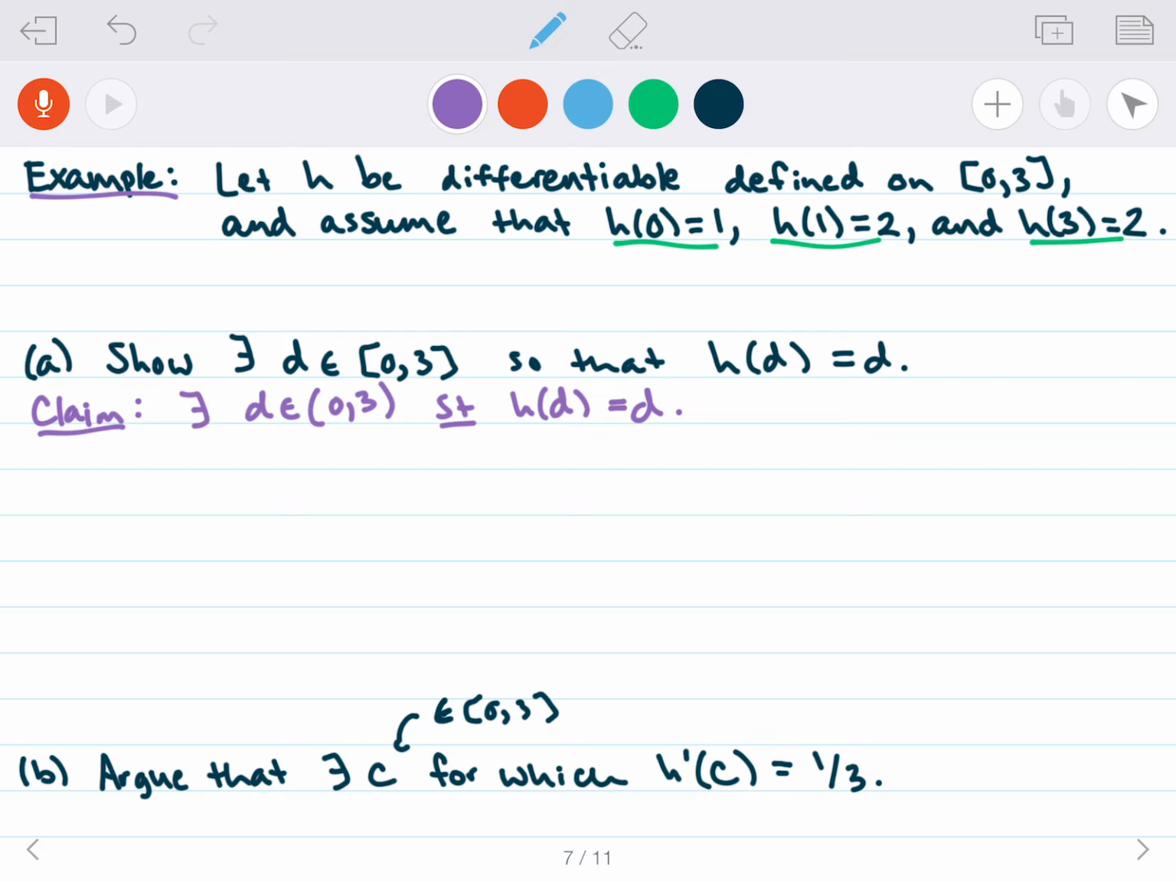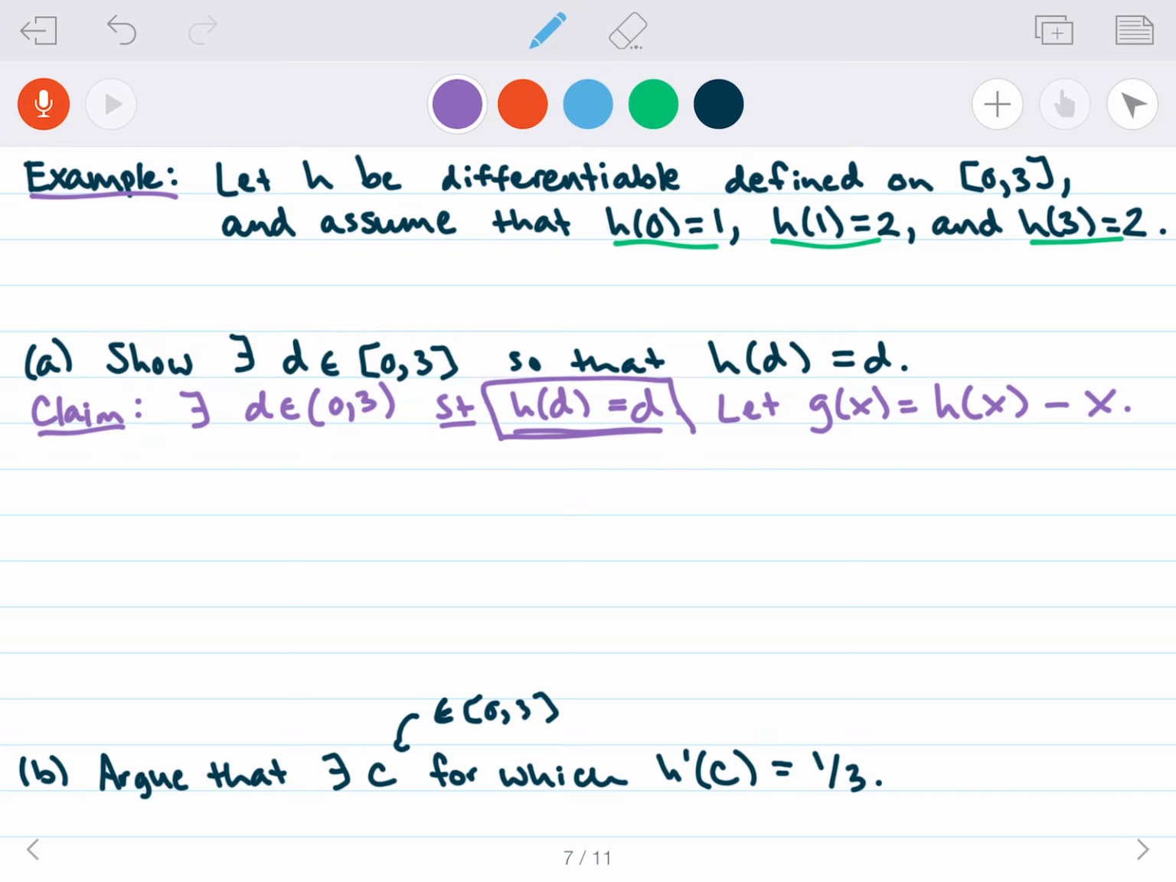So let's go ahead and do that. So we're going to let g of x equal h of x minus x, right? So this is our new function g, and I'm defining it because if I subtract d from both sides, I get that this equation is equivalent to h of d minus d equals 0. So really what I'm trying to do is to show that this guy has a root, that this equals 0 for some x. And I can do that by the intermediate value property, or the intermediate value theorem.